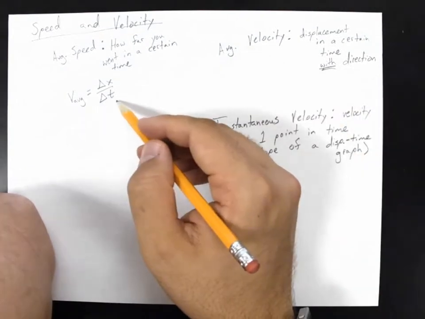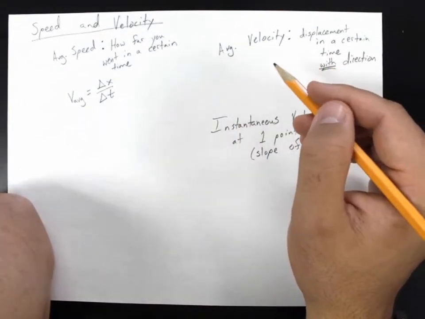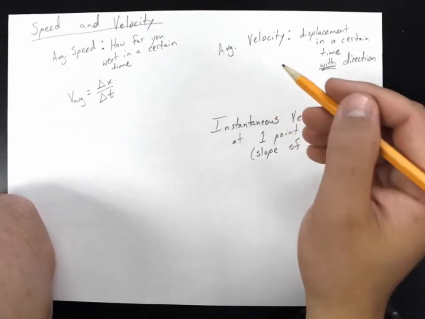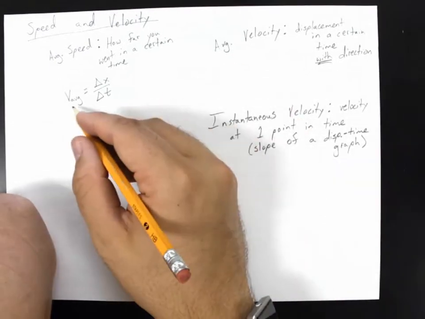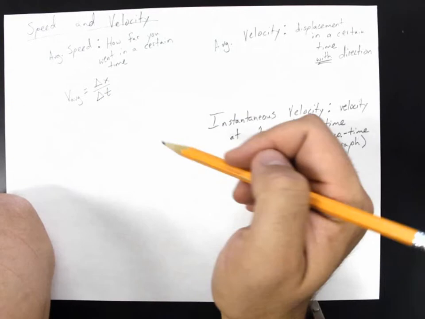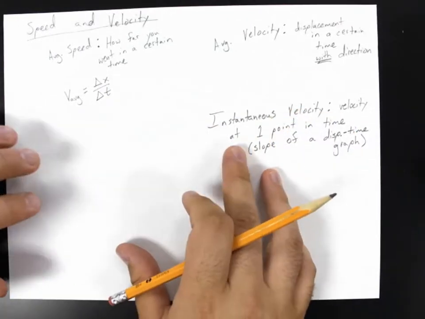If we use total distance compared to a beginning point to end point, which is what we would do with average velocity. However, the equations will look the same. V average equals delta x over delta t. It just matters what x we use. So why don't we do an example?